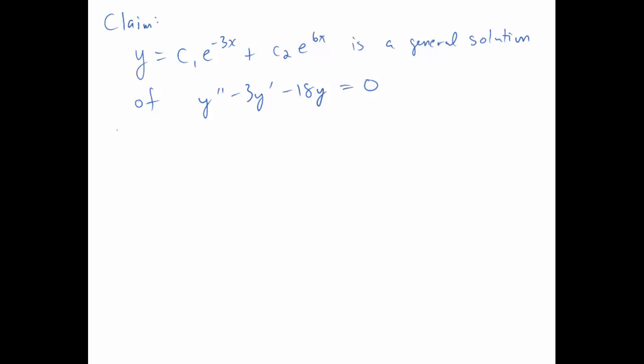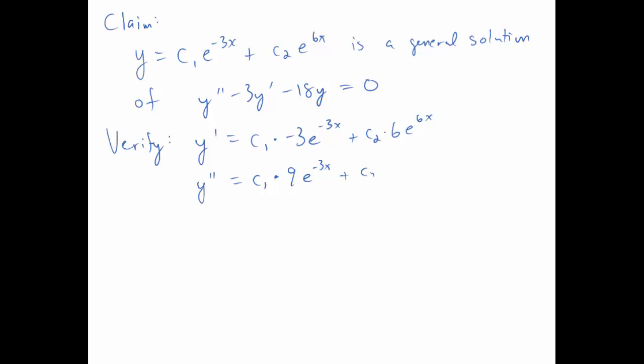All right, so verification. If y is given by that function, then y prime would be c1 times -3 e to the -3x plus c2 times 6 times e to the 6x. And y double prime would be c1 times 9 e to the -3x plus c2 times 36 e to the 6x.